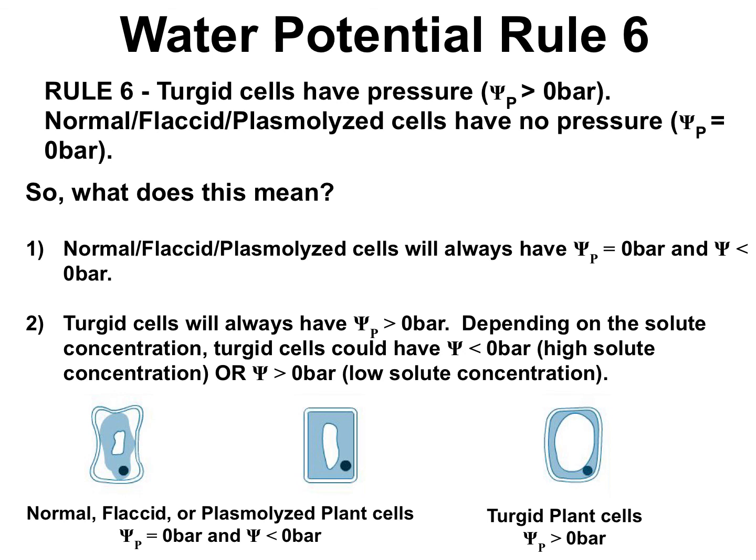And finally, turgid cells may have a negative or positive water potential depending on the solute concentration. Is the turgid plant cell pressurized enough to offset that negative solute potential? Or is it just a little bit pressurized and the negative value of the solute potential is greater than the positive value of the pressure potential?